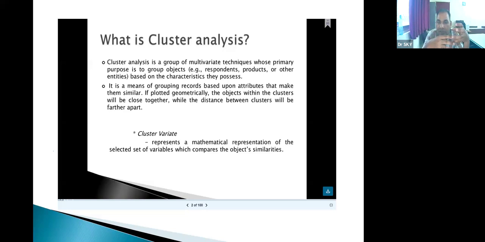So similar objects are put together to make a cluster. So here we will be doing that. What is the cluster variate? The cluster variate represents a mathematical representation of the selected set of variables which compares the object similarity. What are the selected variables? They are the different characteristics of the objects under consideration. So on the basis of all characteristics in hand, we put the most similar objects together to make a cluster.